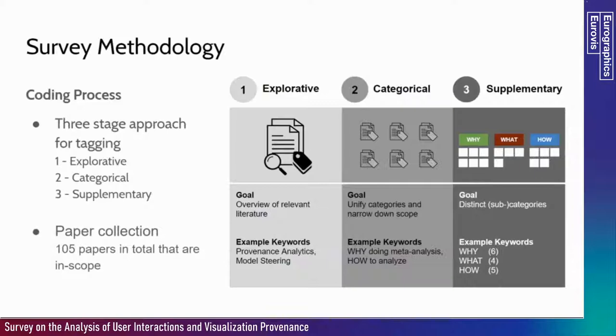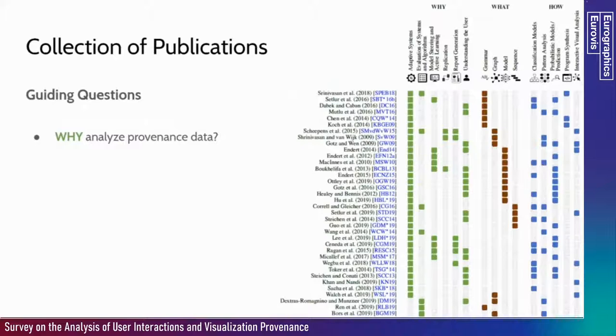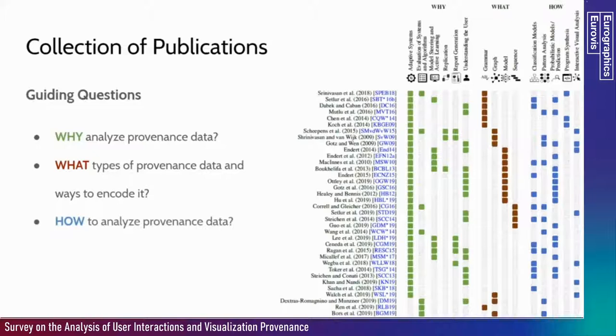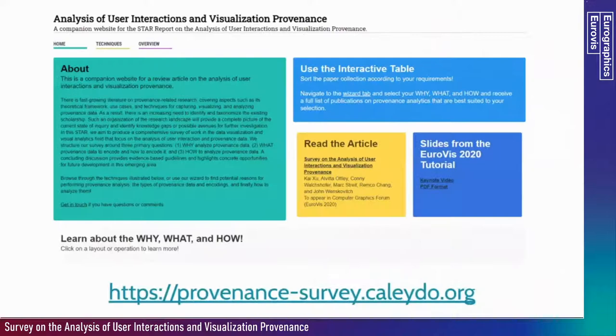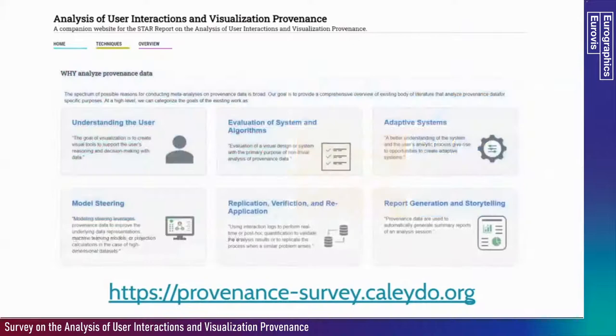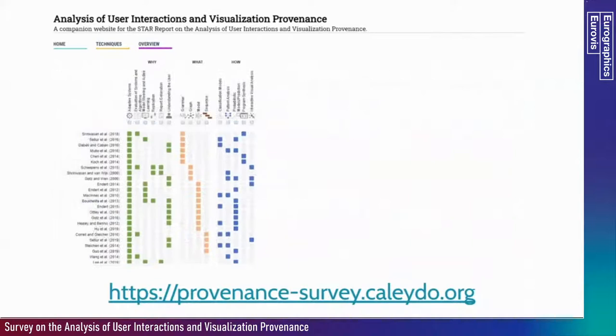We collected all papers and displayed them in a static table in our paper. The categories are highlighted in the respective color: why to analyze provenance data in green, what types of provenance data and ways to encode it in brown, and how to analyze provenance data in blue. Finding an appropriate structure for the table was difficult. We decided, therefore, to let users explore the list of publications interactively. We implemented a website where users first get an overview of the categories and then can decide whether the why, the how, or the what has a higher priority in search.